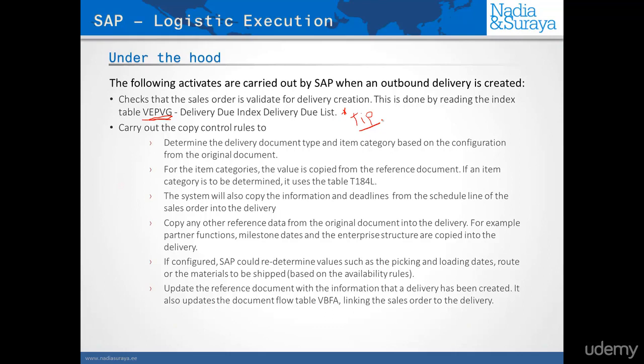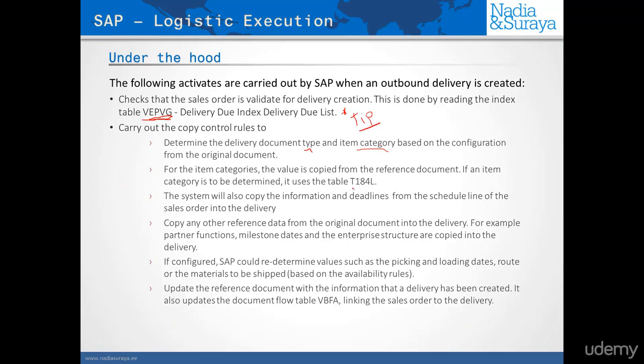Okay, so once you've started the delivery creation, the system will then start the copy control rules. We'll have a look at that in another lecture, but in the copy control rules, it has the document type and the item category. So it determines the document type by the sales order. It looks at the configuration for the delivery type. We saw that. And the item category is the same. So it will take that item category that's in the sales order, it'll just copy that across into the delivery.